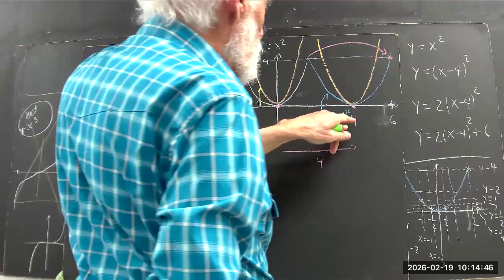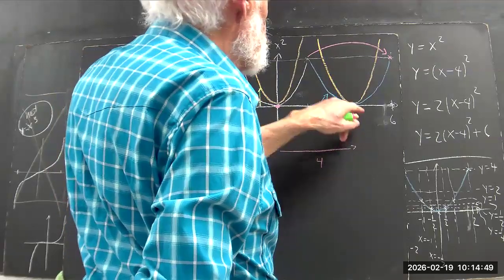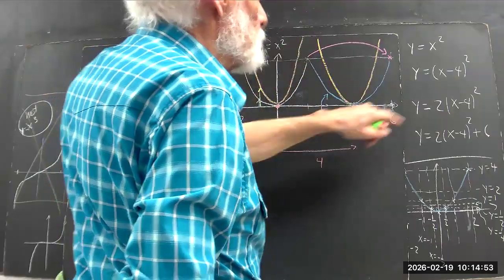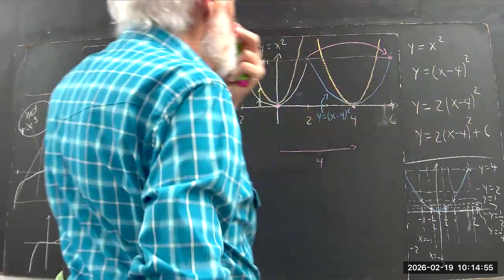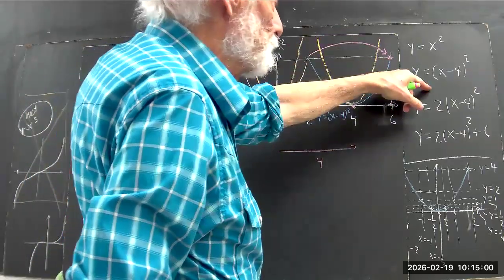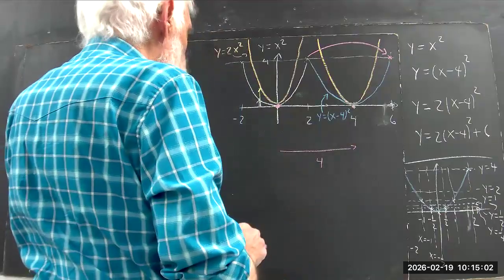Okay, again, that goes through the point (4, 0), also the point (6, 4) and the point (2, 4). If you plug in x equals 6 or x equals 2, you're going to get y equals 4. Okay, and you can do that.